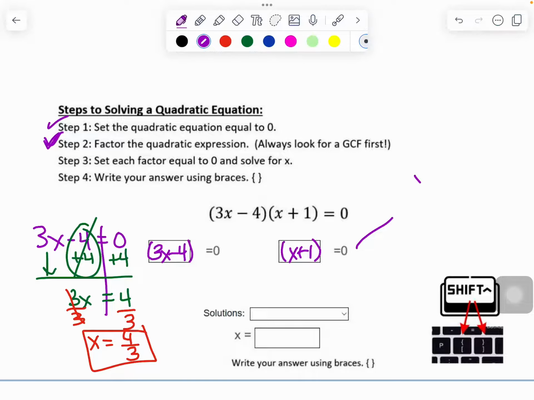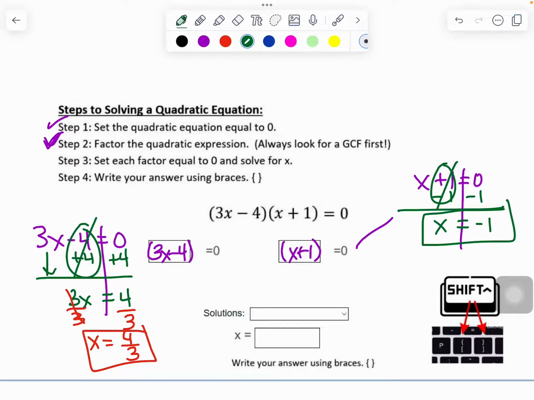Now I'm going to do the same thing with this one. x plus 1 equals 0. This one's a little bit easier. I just need to get rid of that 1. So the opposite of plus 1 is to minus 1. On both sides, that zeroes it out. x equals, and if you do 0 minus 1, you get negative 1. So here's your other answer.